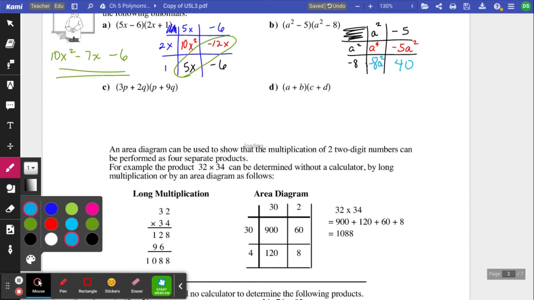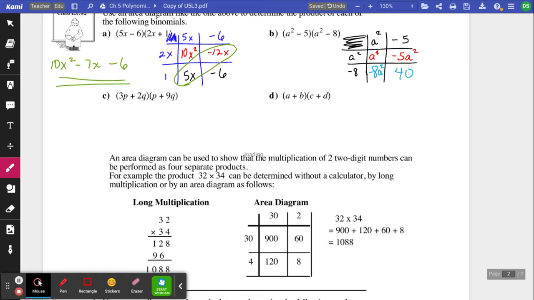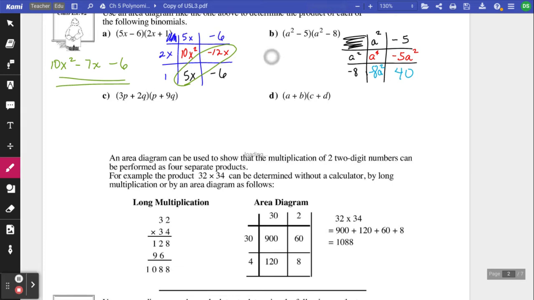Okay, do you have to combine anything together? Yeah, we do. So remember your answer is in here, right? This is where your answer is. So our final answer would be a to the 4th, and then minus 13a squared. Do you agree? A to the 4th minus 13a squared plus 40. Final answer.